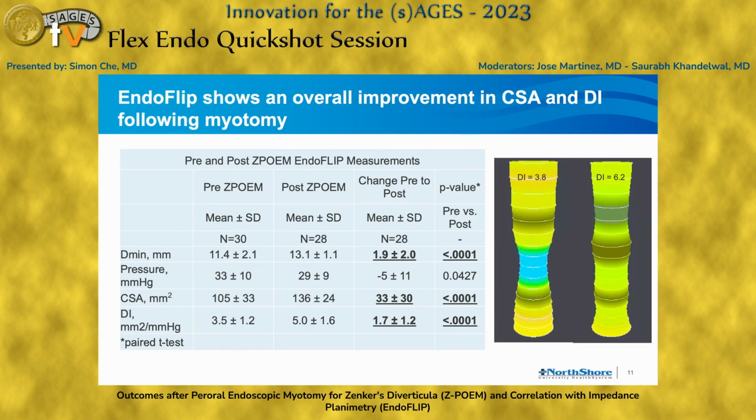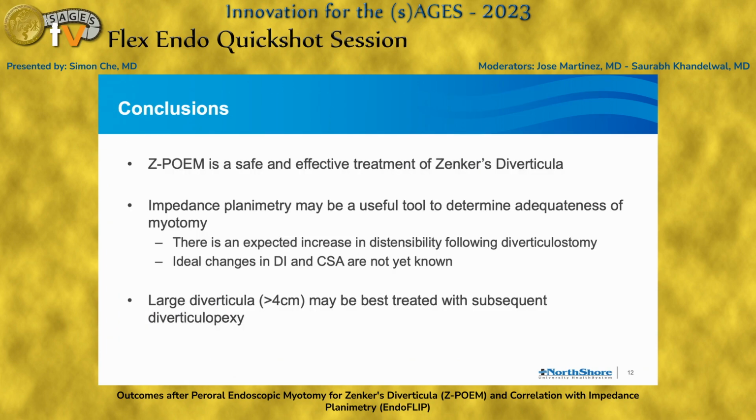Regarding impedance planimetry, we did show an objective improvement in minimum diameter, cross-sectional area, as well as distensibility index. And this is just an example of the morphologic change we see before and after performing Z-POEM.